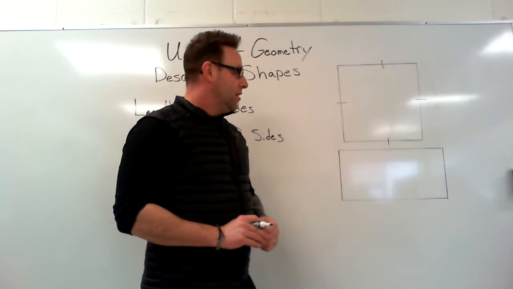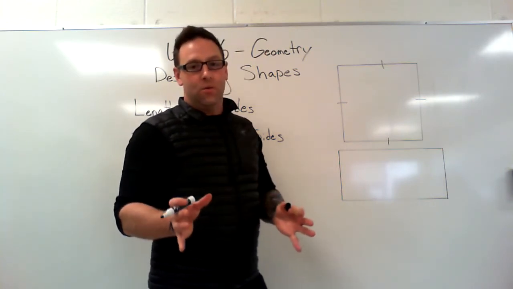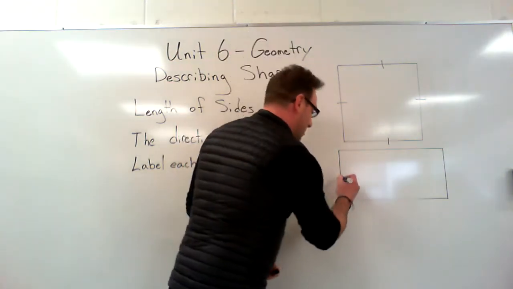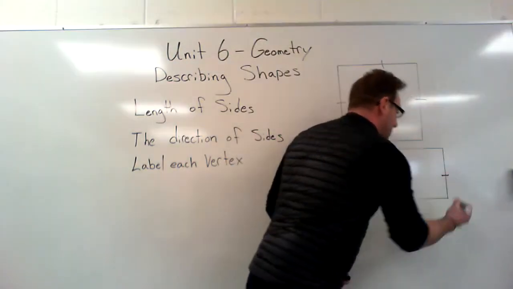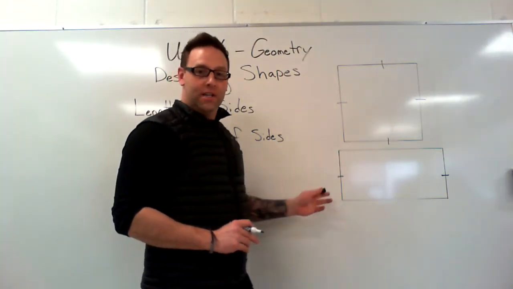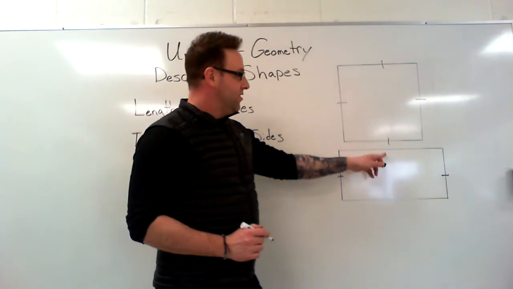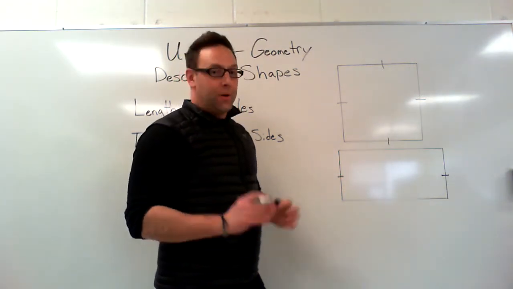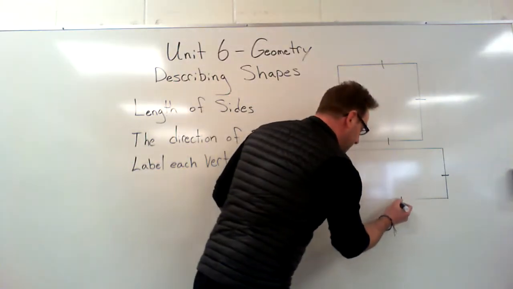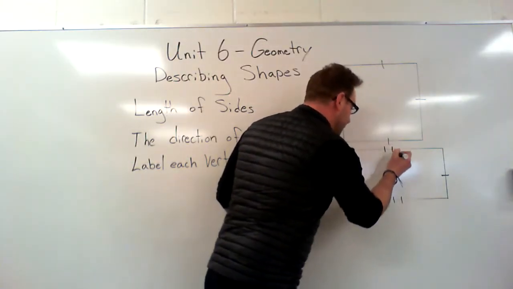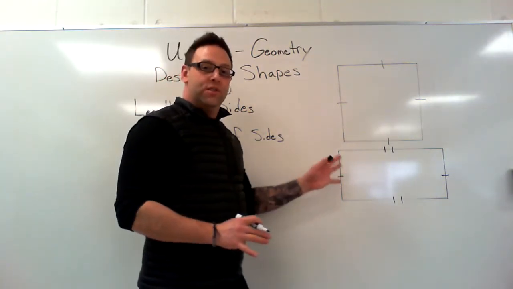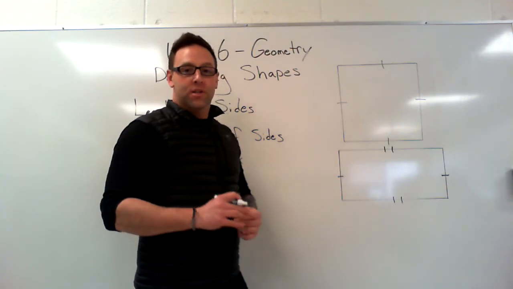On this shape, I've got some sides that are equal. This side and this side are opposite. They're equal, so I'm going to put 1 hatch mark on each one. This side and this side are also equal, but they're not the same as these ones. So I'm going to use 2 hatch marks. That way, we can identify easily which sides are equal and which sides are not.